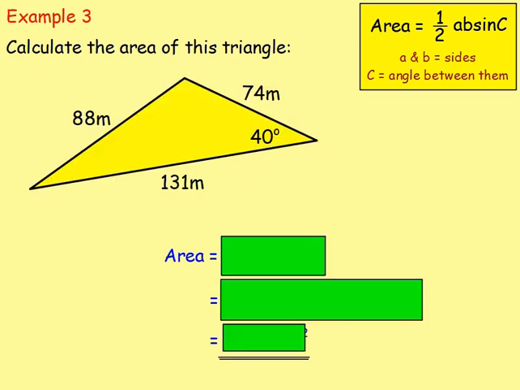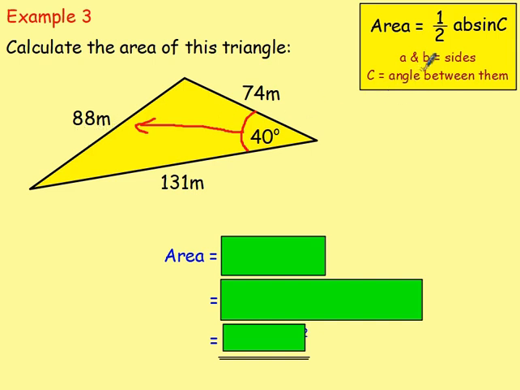Example 3, calculate the area of this yellow triangle. This time we have the 40 degrees. Either side of the 40 we've got 131 and 74, but we also know this side across from it is 88. So, what do we do? Well, I think you would just do the 74 times the 131 times the 88 times sine 40 and half it. No, that is not what you do.